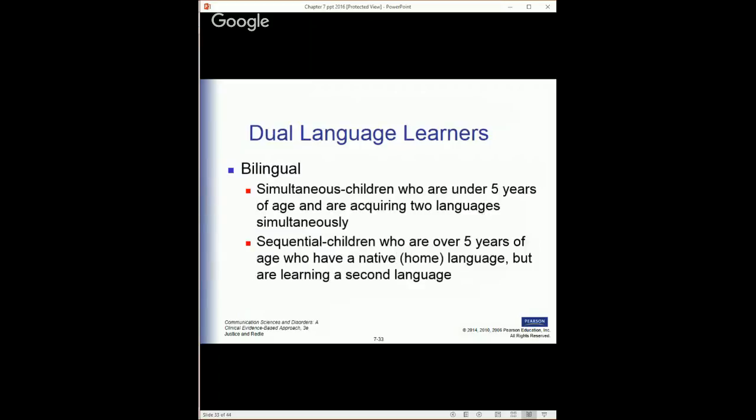Dual language learners. Children who are bilingual under 5 years of age and acquiring two languages simultaneously are referred to as simultaneous bilingual learners. And then sequential bilingual learners are children who are over 5 years of age who have a native home language but are learning a second language.